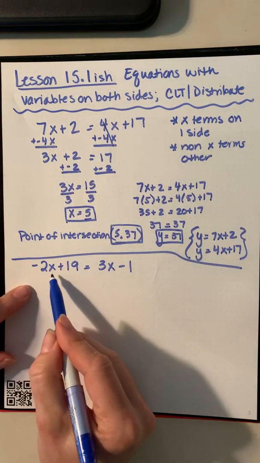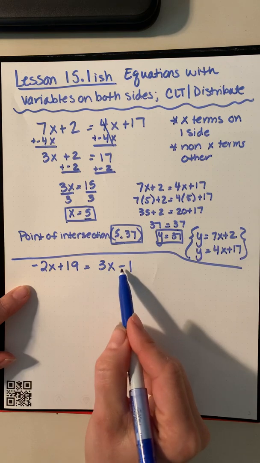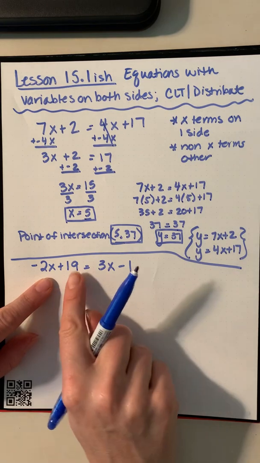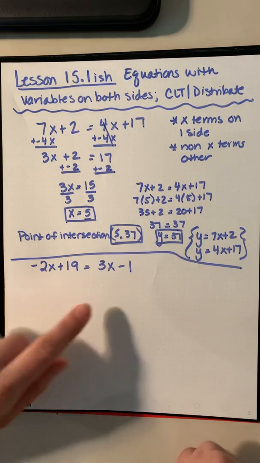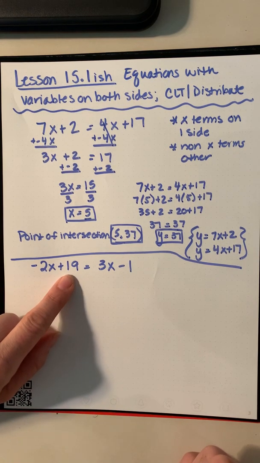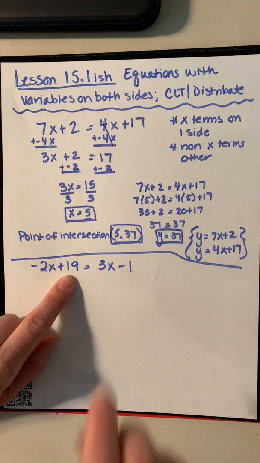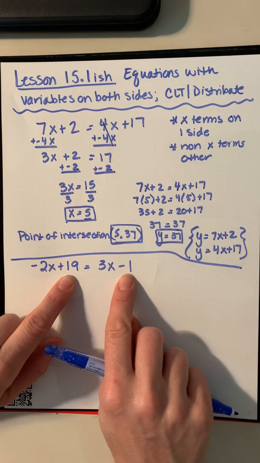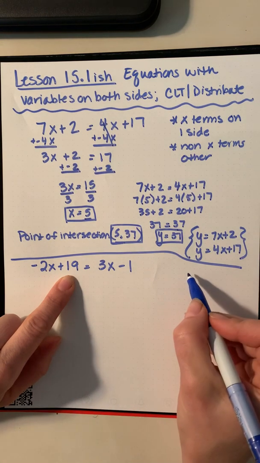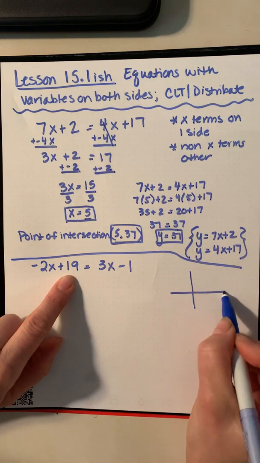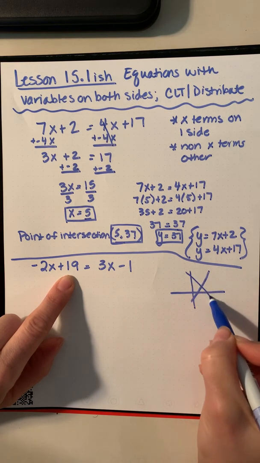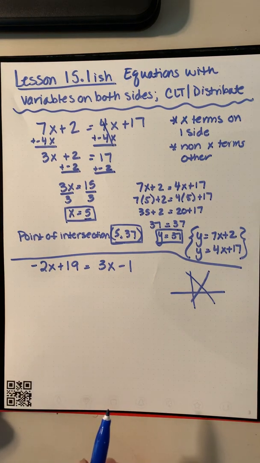So I've got negative 2x plus 19 equals 3x minus 1. Notice negative 2x means that if I were to graph this line, it would have a negative slope. This one has a positive slope. Notice this first one crosses the y-axis all the way up at 19, whereas the second one crosses the y-axis under the origin at negative 1. Okay, so kind of keep those things in mind. You know, if I was going to sketch these out over here, it might look something like this and this. Okay, that's kind of a rough sketch of what that might look like.